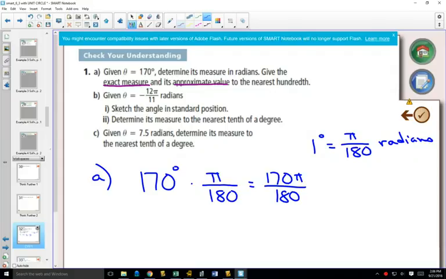And if we want to figure out what the decimal answer for this would be, we'd type in 17 pi over 18 in our calculator, and this is approximately 2.97.